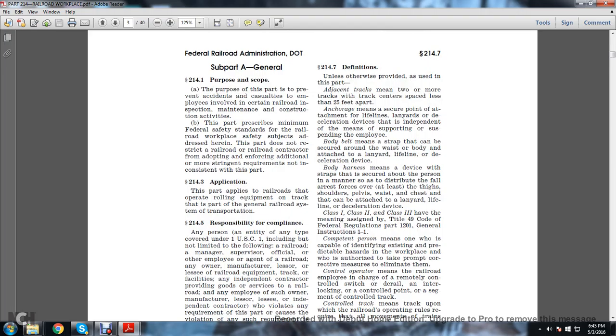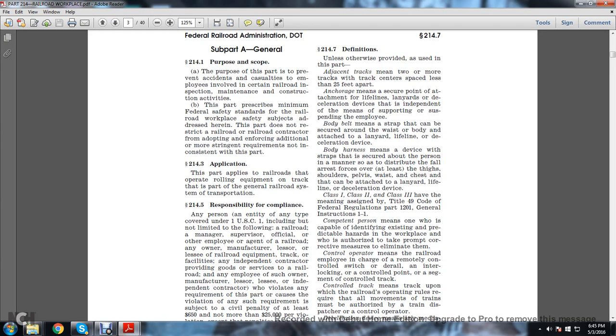All right, 214.7, definitions. Unless otherwise provided, as used in this part, adjacent tracks means two or more tracks with track centers less than 25 feet apart. Anchorage means a secure point of attachment for lifelines, lanyards, or deceleration devices, independent of the means of supporting or suspending the employee. Body belt means a strap that can be secured around the waist and attached to a lanyard, lifeline, or deceleration device.